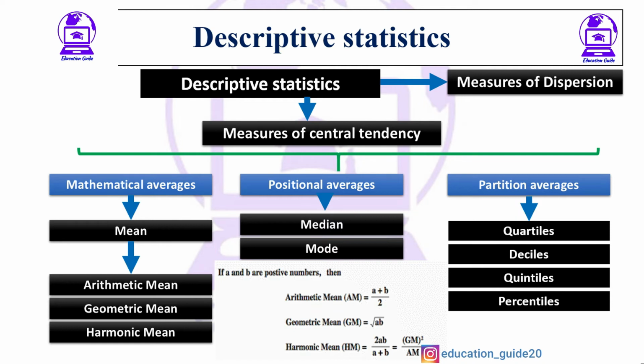Partition averages help in partitioning the data into certain sections or parts. Quartiles are values in a dataset that represent 25% of a given population. Deciles are values that define 10% of a dataset. Quintiles are values that define 20% of a dataset, and percentiles define 1% of a dataset.